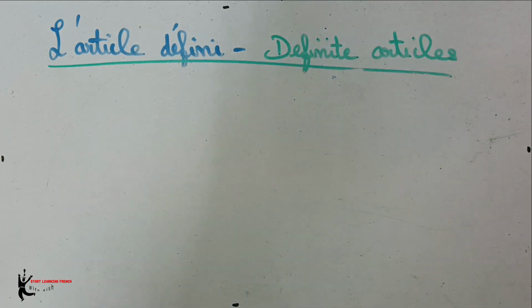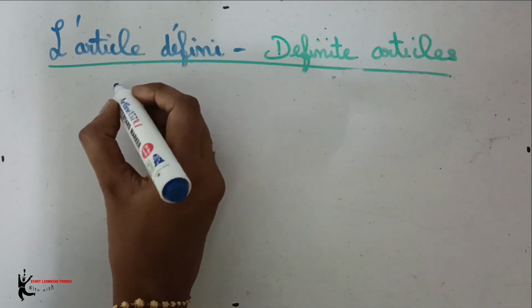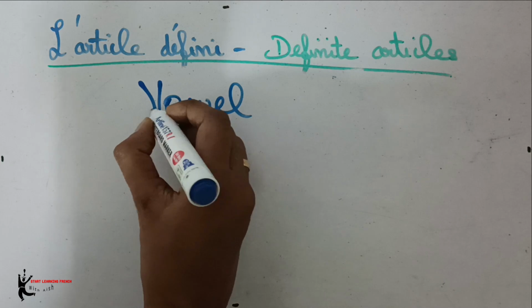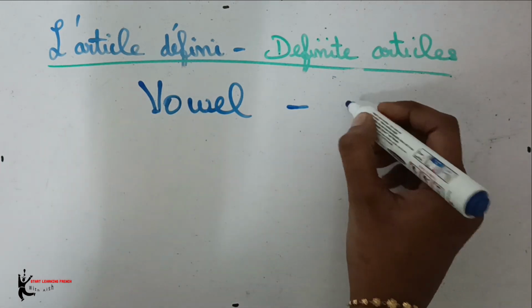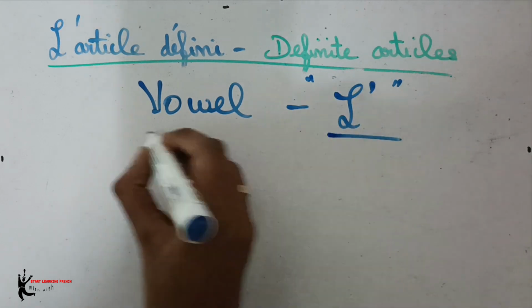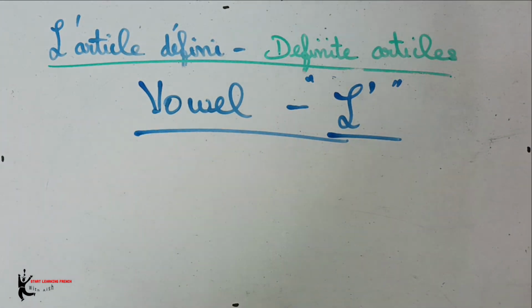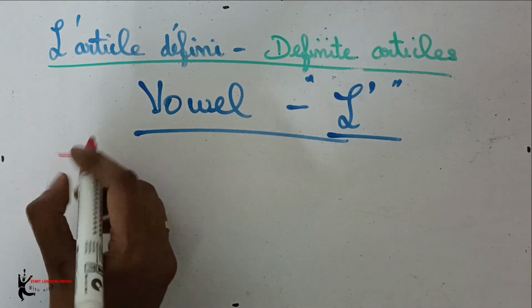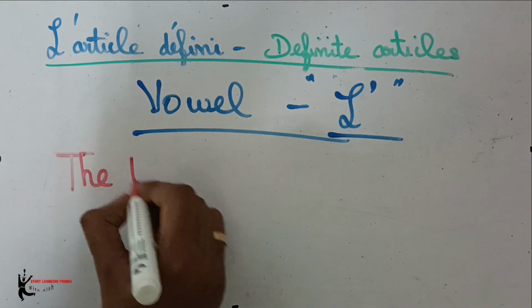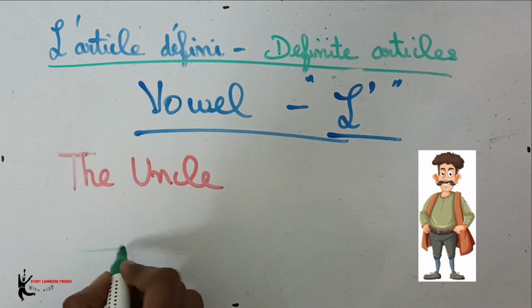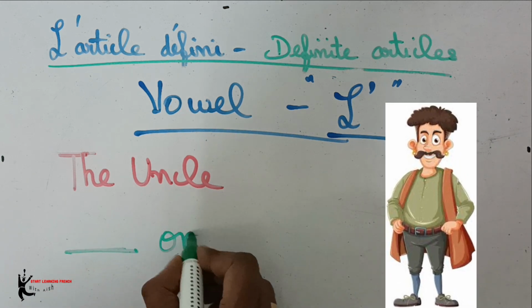Next we are going to see an example for a vowel. For a vowel, what do you have to use for the definite article? L apostrophe. Okay. The uncle. The uncle means oncle.